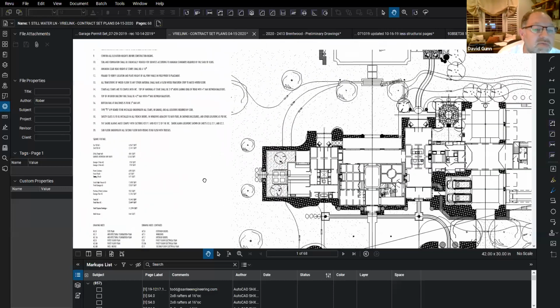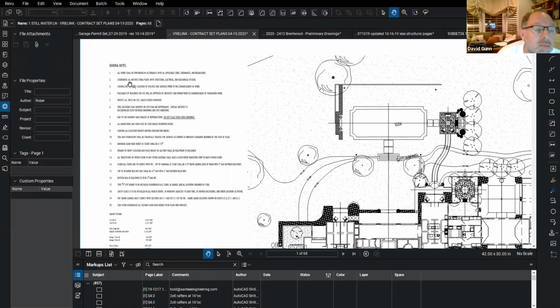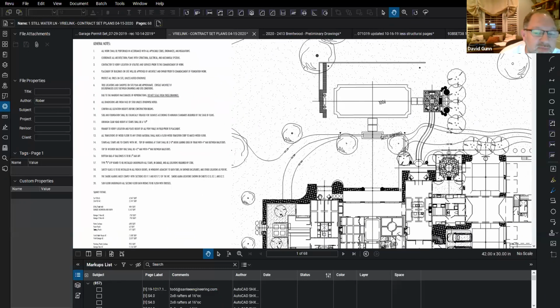He's got a section of notes. He calls it general notes here that say, for example, do not scale, and that dimensions are from the face of stud unless otherwise noted. Verify utility location, so forth. This is a good spot for some of those general notes that don't really have a specific spot somewhere in the plan. The architect can note those here.